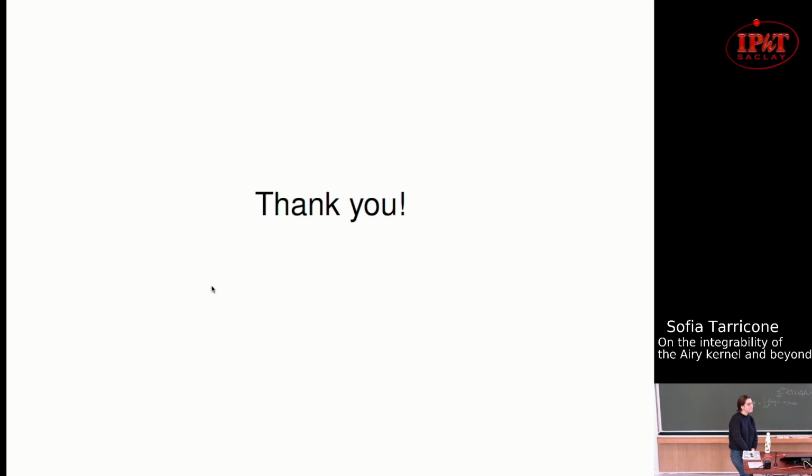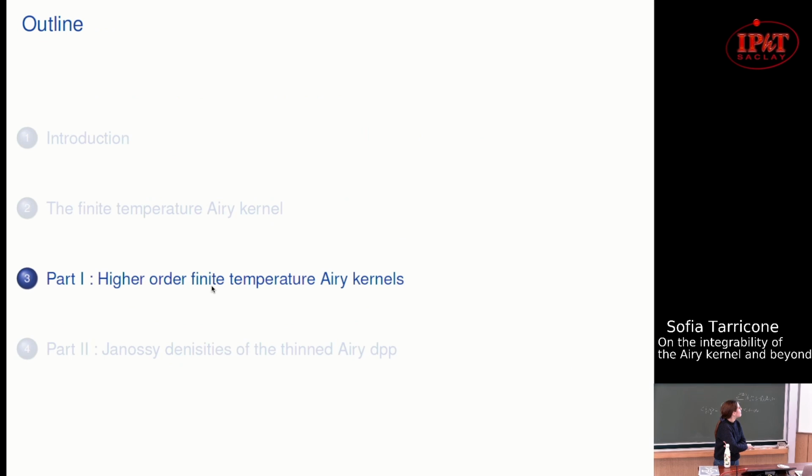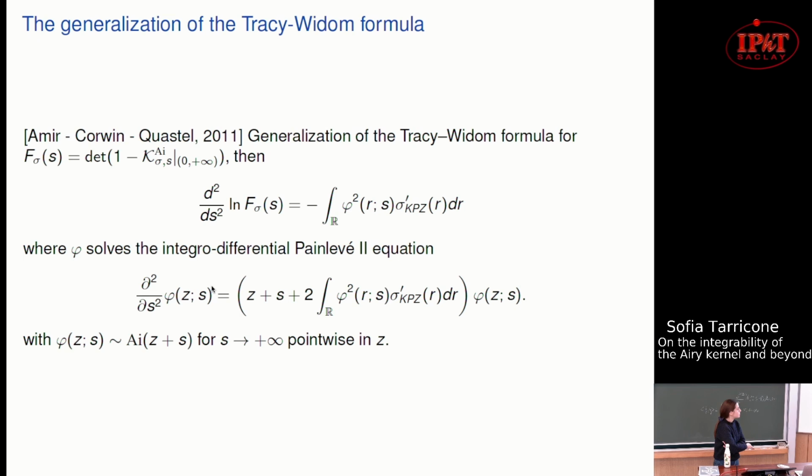Maybe it appears several times in your talk, but in the integro-differential equation for the finite temperature Airy kernel, you have a variable Z, and I missed what it is. So you say that with sigma being the Heaviside function and Z equals 0, you would recover the Painlevé equations. But what is the role of Z in general?